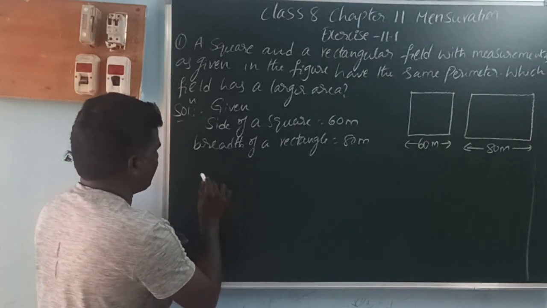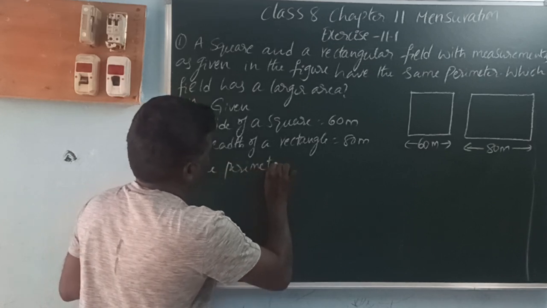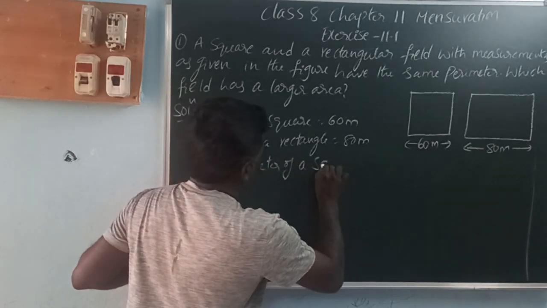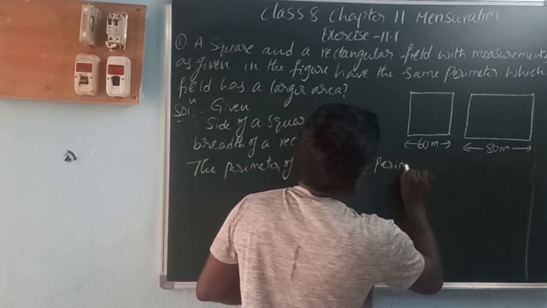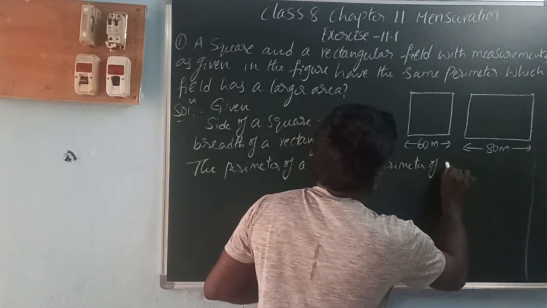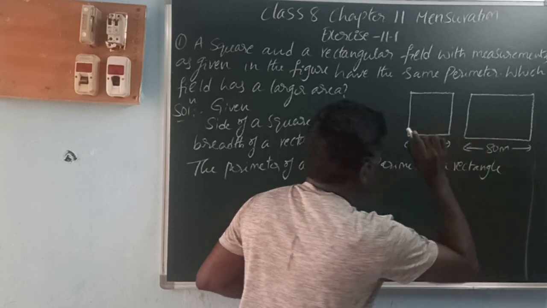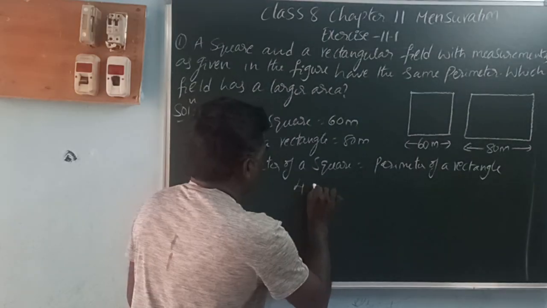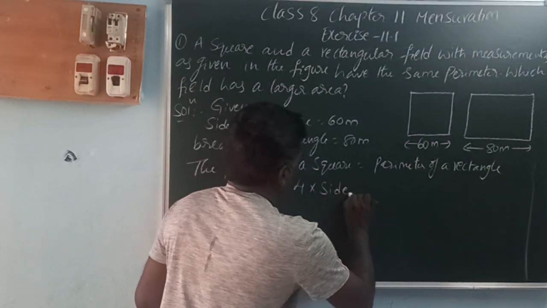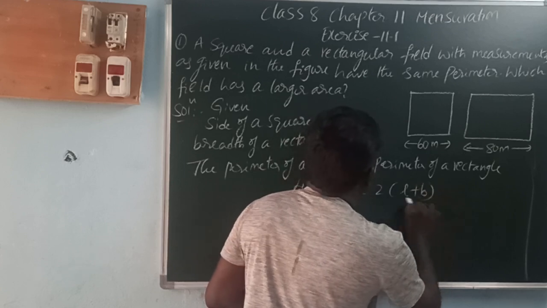So here what is given: the perimeter of a square is equal to the perimeter of a rectangle. Perimeter of a square, what is the formula? 4 into side. Perimeter of a rectangle formula is what? 2 of L plus B.